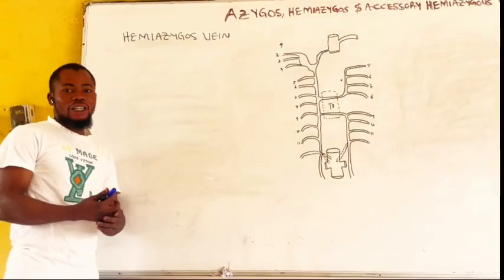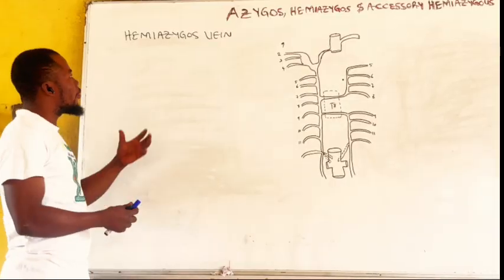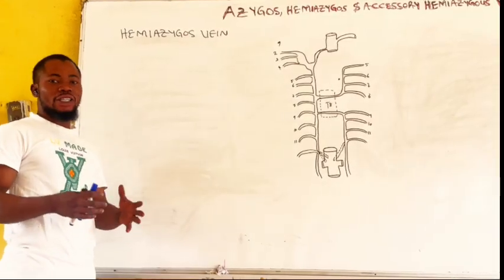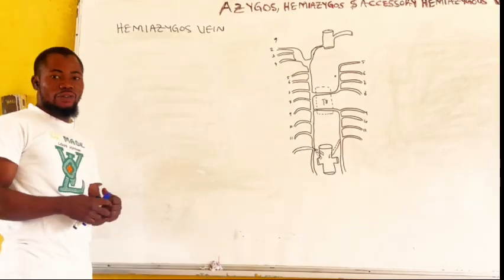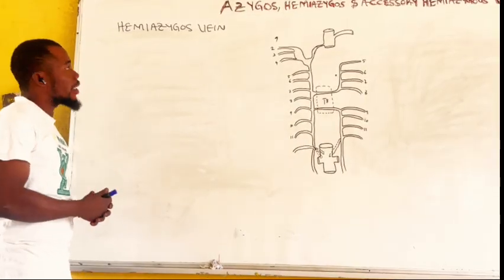Hemiazygos vein. The hemiazygos vein is also called inferior hemiazygos vein because it's the mirror image of the lower part of the azygos vein. It's located at the left side of the body.